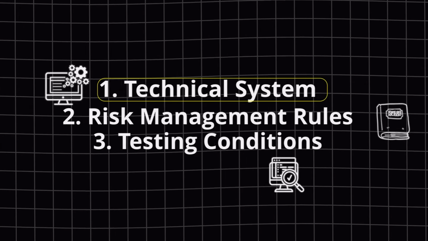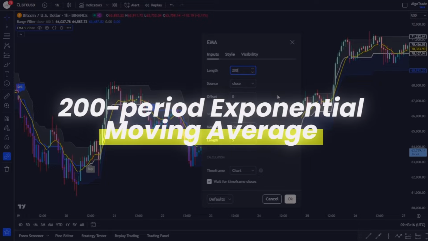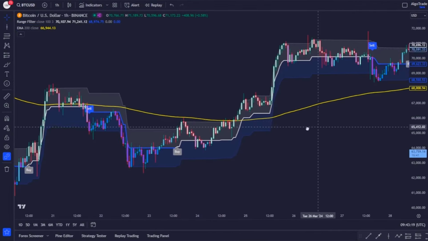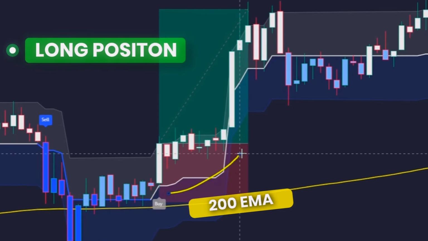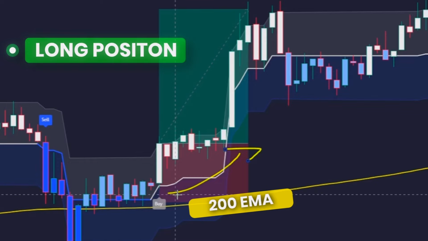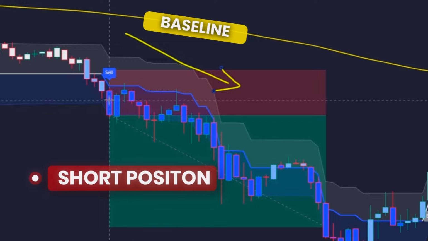Regarding the technical system, I will also use a 200 period exponential moving average as a baseline to filter out losing signals from the indicator. Here you have an example of a long position where the price is above the 200 EMA, and here you have a short trade example where the price is below the baseline.